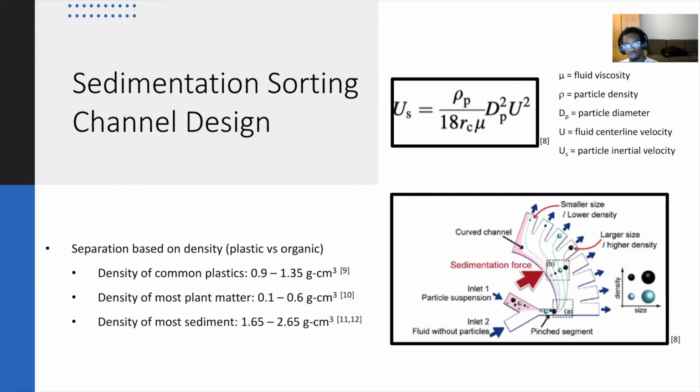As you can see, because common plastics, plant matter, and most sediments have varying ranges of densities, it's much easier for you to use sedimentation sorting to sort microplastics out of the other kinds of plant matter and sediments that tend to be within the solution.